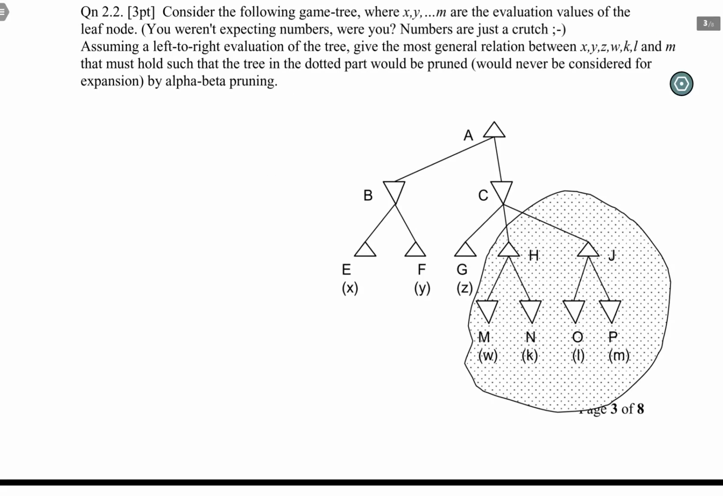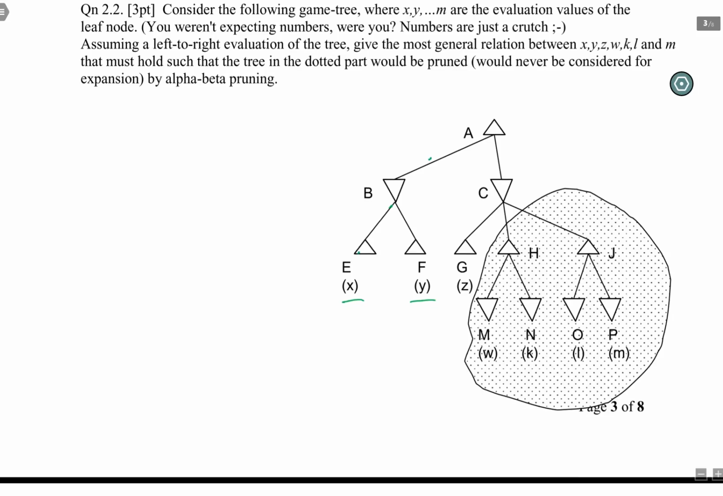And then question 2.2 is slightly more interesting. It's basically the same idea, but I'm going to do it in terms of not numbers but actual variables x, y. So I again start from A, go to B, go to E. When I get to E, this is x, which means B is less than or equal to x, and then you see y at F. So then B will just be the minimum of x and y. You'll realize there are no more children, so it is actually equal to the minimum of x and y, which means A is going to say I'm going to get at least min of x, y as my backed up value. So A is greater than or equal to min of x and y.